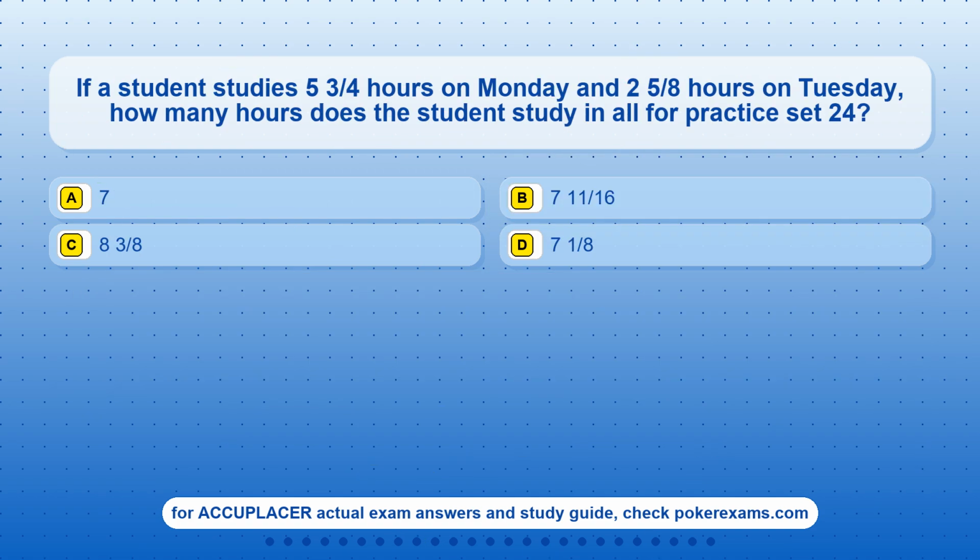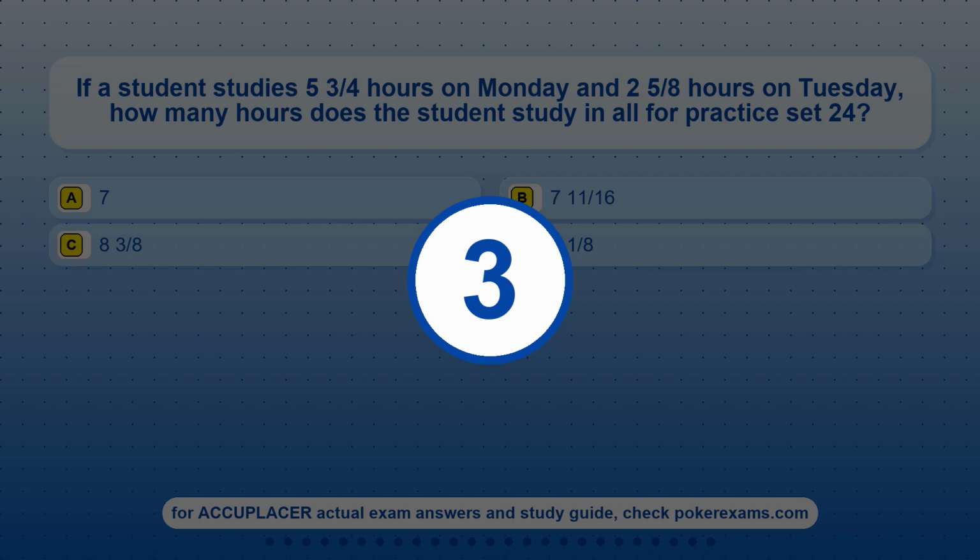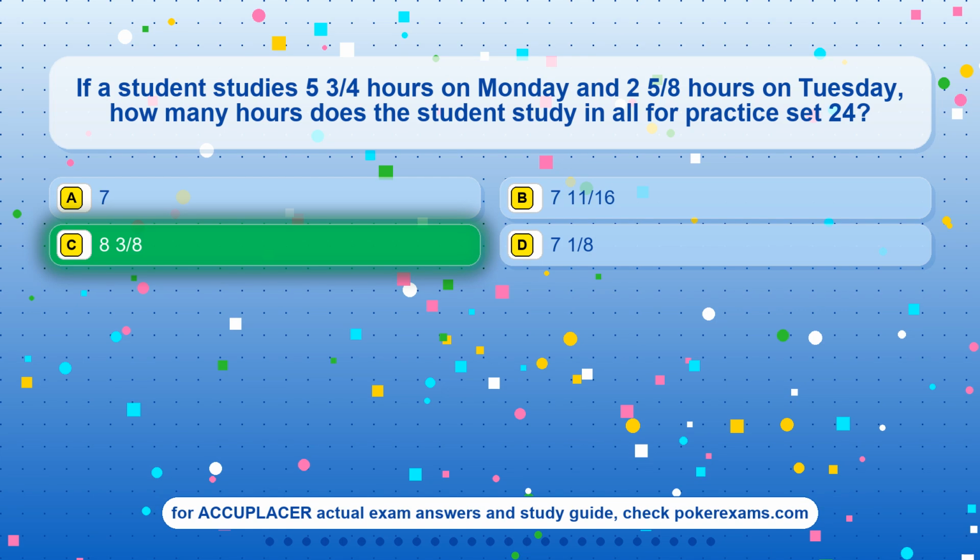Question 13. If a student studies 5 3/4 hours on Monday and 2 5/8 hours on Tuesday, how many hours does the student study in all for practice set 24? Option A, 7. Option B, 7 11/16. Option C, 8 3/8. Option D, 7 1/8. The correct answer is option C, 8 3/8.